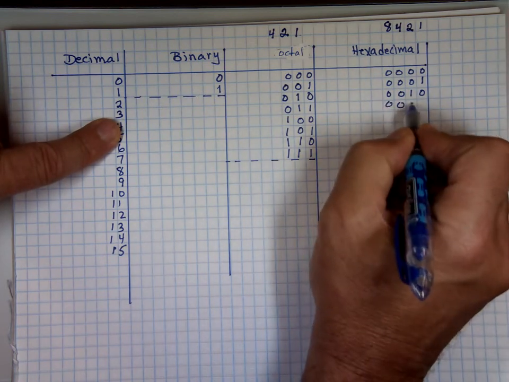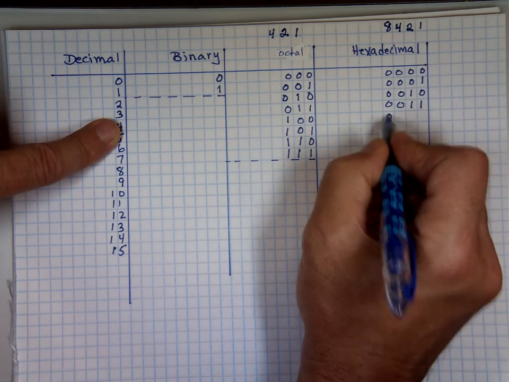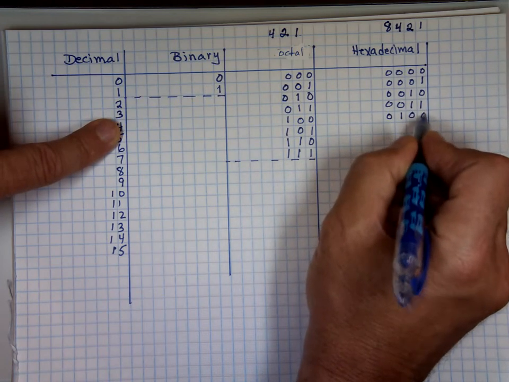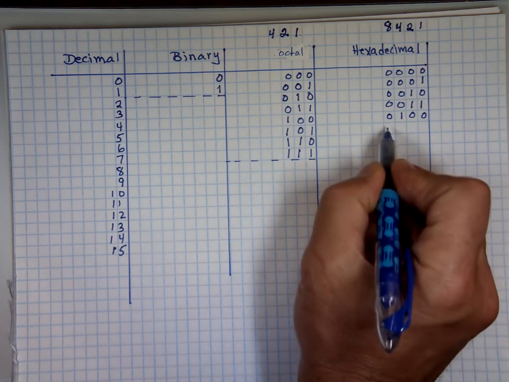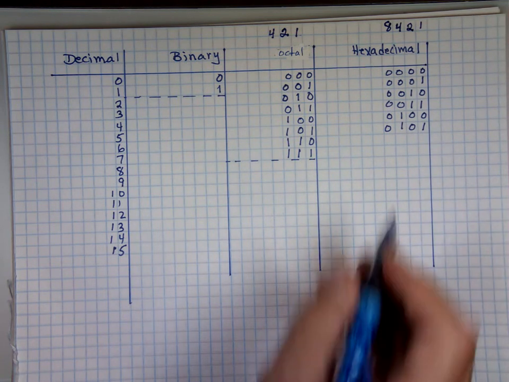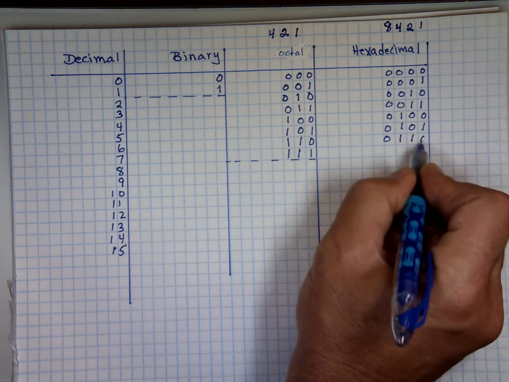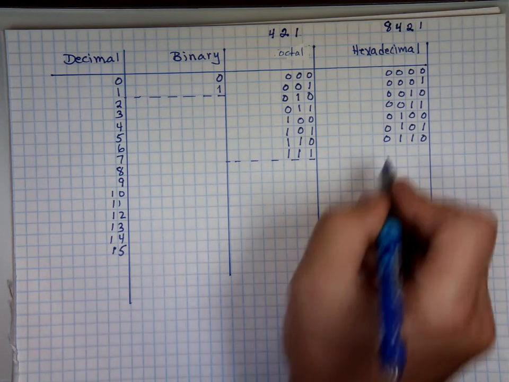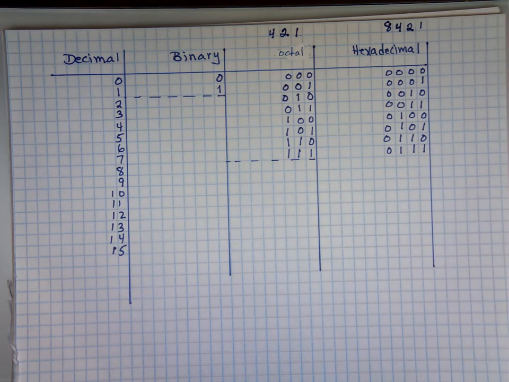The 4, 0, 1, 0, 0. The 5 is what? 4 and 1. The 6 is 4 and 2. The 7, 4, 2 and 1. Now what about the 8? Remember, the hexadecimal can go as high as 15.